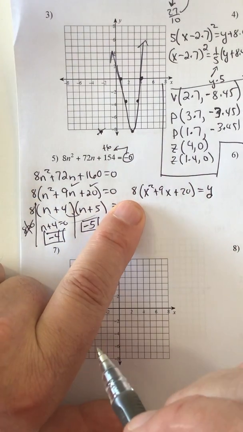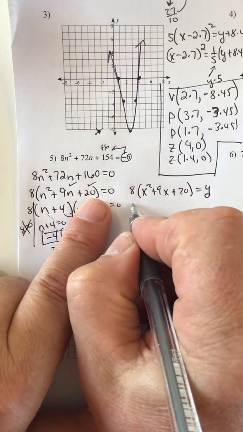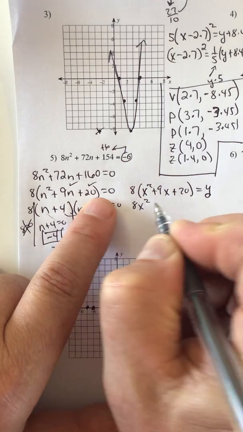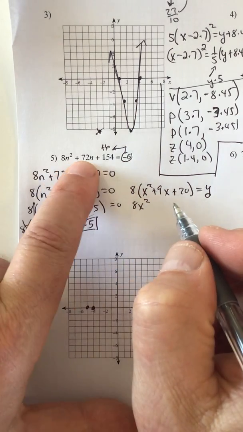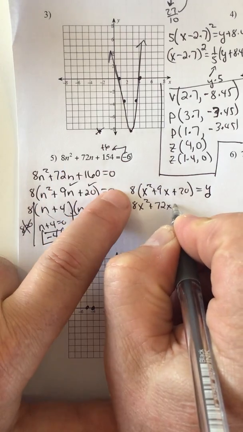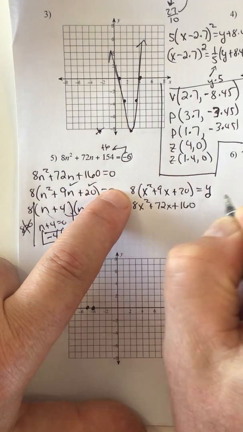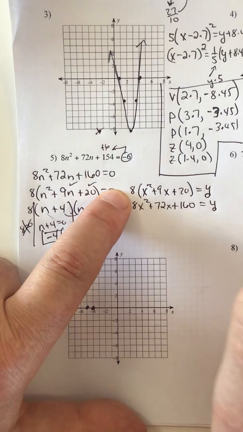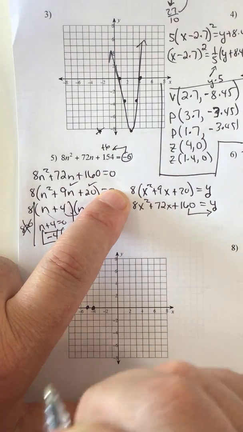So the 8 stays with it. Okay, well, if I multiply that 8 in there, I'm basically taking it back up to what it was. 8x squared plus 72x, 8 times 20 is 160 equals y. I just want to make sure we get the 160 put over there.